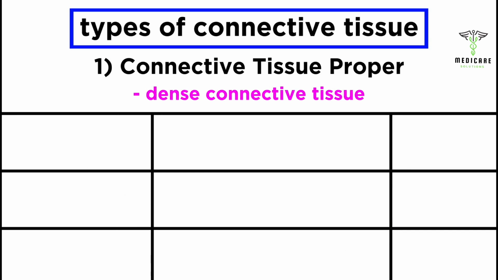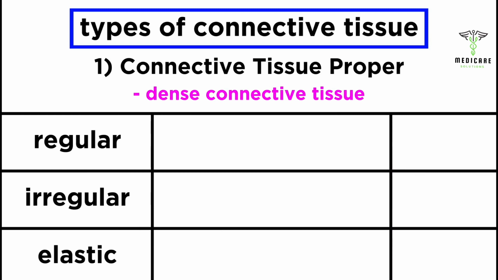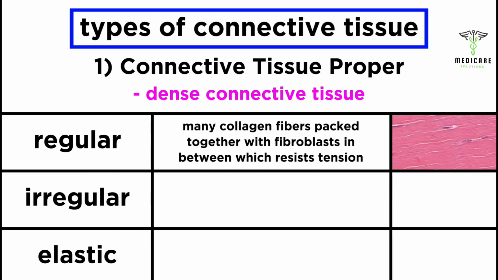Now looking at dense connective tissue, this can be regular, irregular, or elastic. Regular variety is basically a bunch of collagen fibers packed together, with fibroblasts nestled in between, and this can resist a lot of tension, thus forming tendons and ligaments, which we will discuss later.